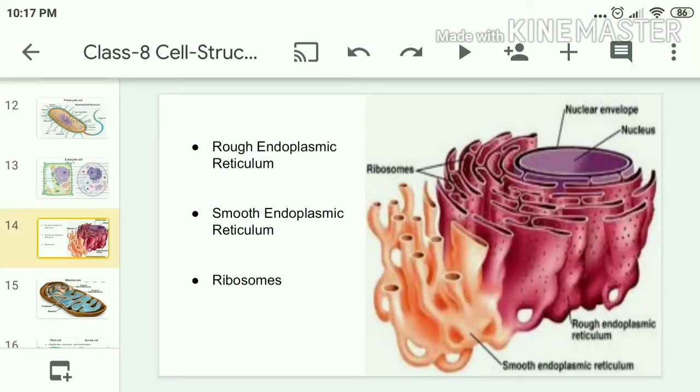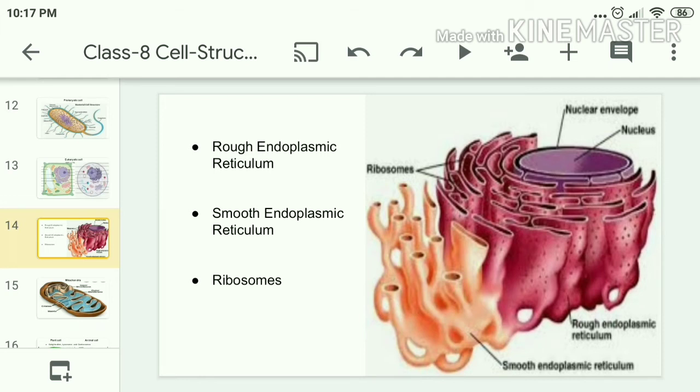Endoplasmic reticulum. It is an irregular network of tubes present in the cytoplasm. It is used to produce and transport substances through the cell. One kind of endoplasmic reticulum has ribosomes attached to it. They are called rough endoplasmic reticulum.